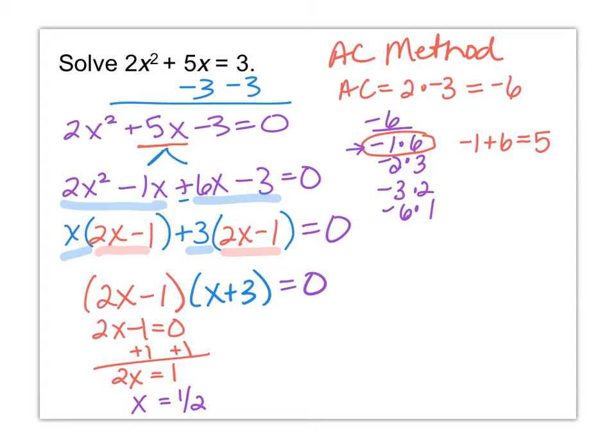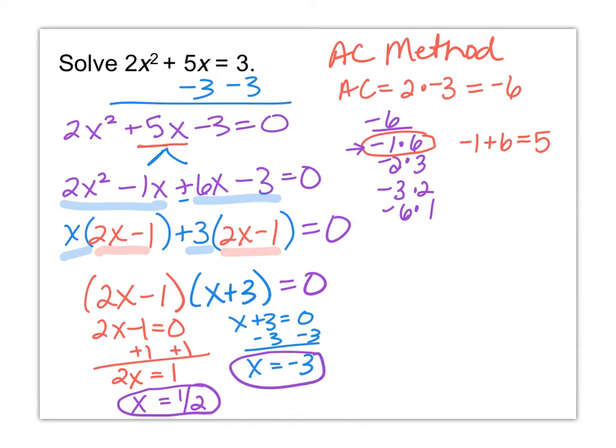We also set the other factor equal to 0. So x plus 3 equals 0 can be solved by subtracting 3 from both sides, and we get x equals -3. That's another solution to the original equation. And our last step is to check. We want to make sure that both of these are true statements in the original equation.